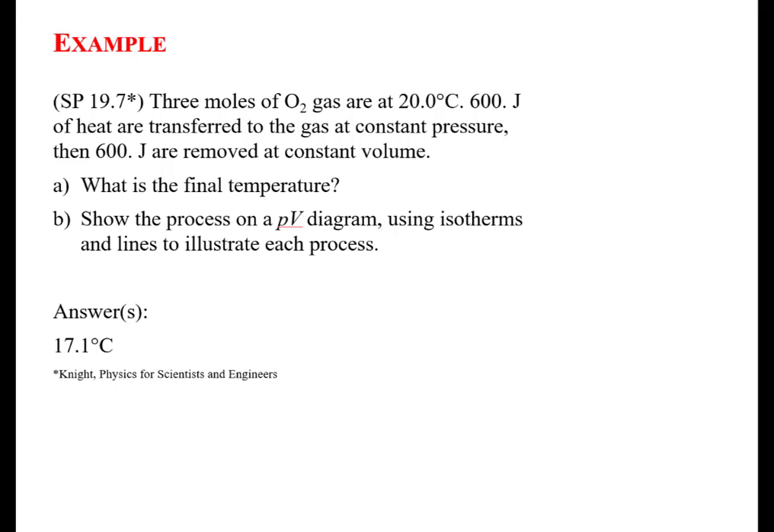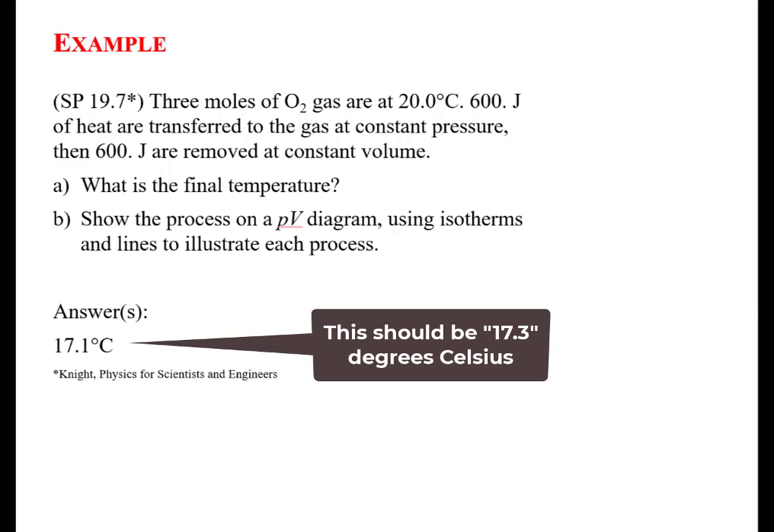3 moles of oxygen gas are at 20 degrees Celsius. 600 joules of heat are transferred to the gas at constant pressure. Then 600 joules are removed at constant volume. What is the final temperature of the gas? Show the process on a PV diagram using isotherms and lines to illustrate each process.